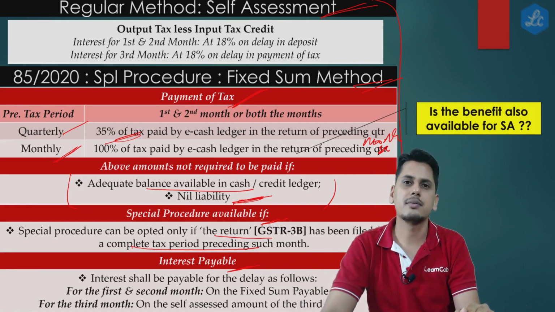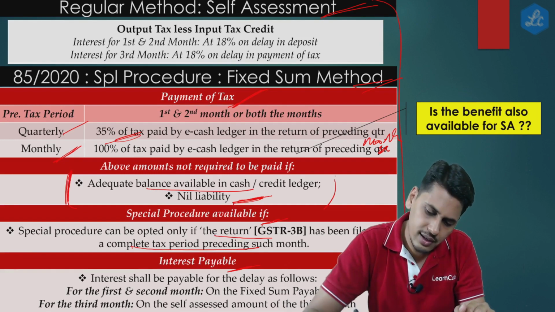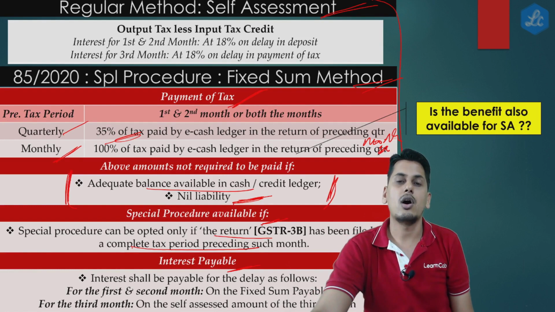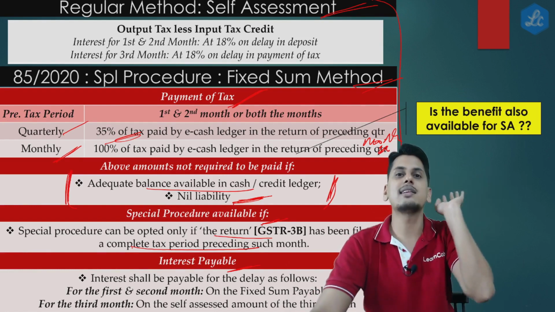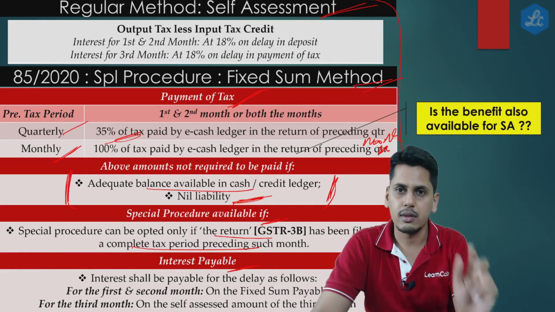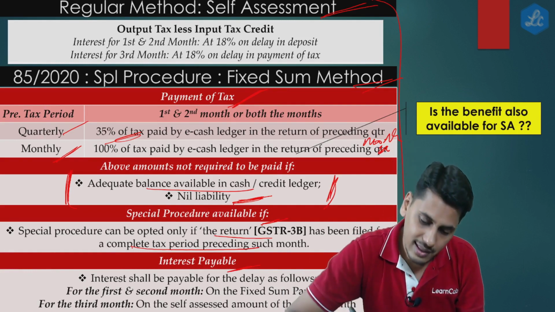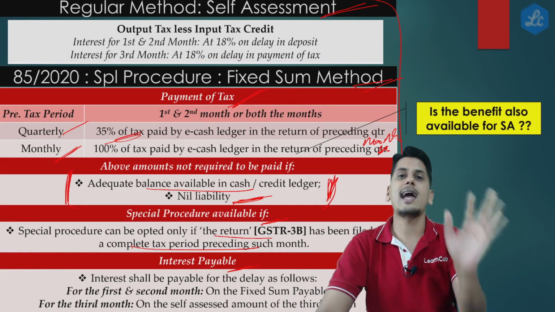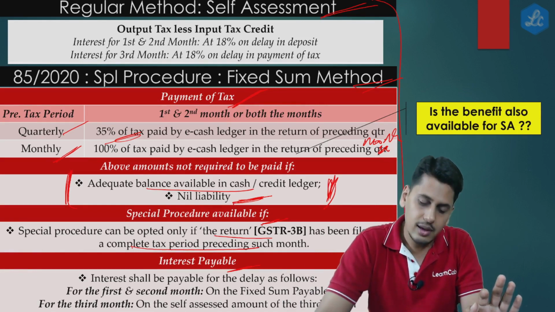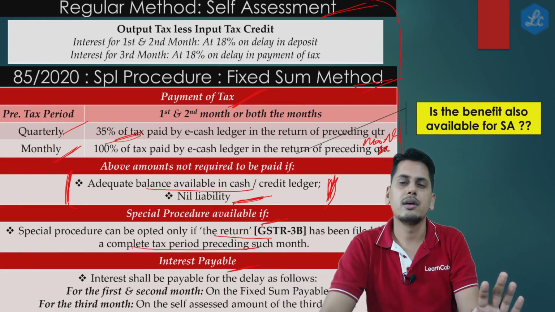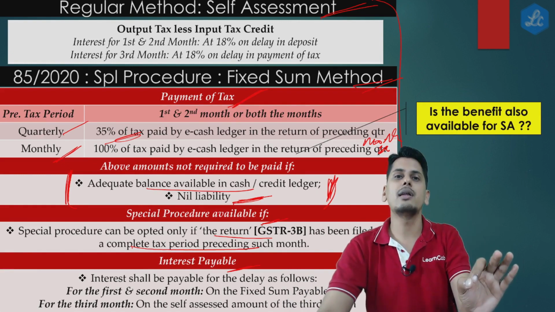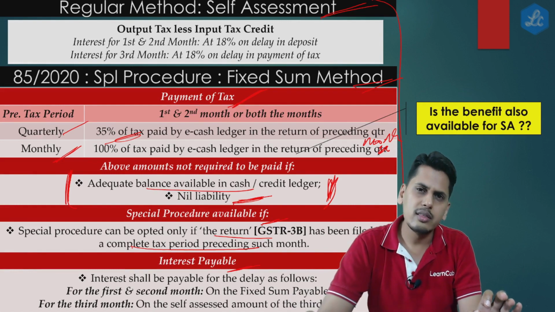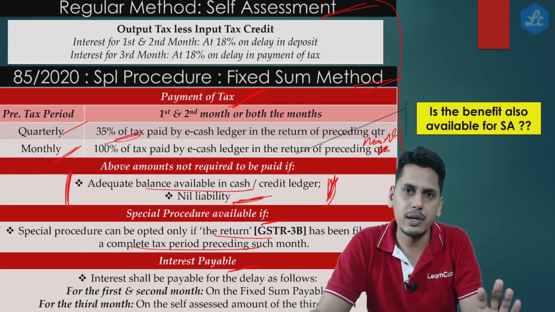Friends, the question is whether this benefit is available only for the fixed sum method or it is also available under the self-assessment method. I repeat the question: whether this benefit of not having to pay anything if there is an adequate balance in the cash or credit ledger, or if there is nil liability, is exclusive only to the fixed sum method, or will also extend to the self-assessment method.